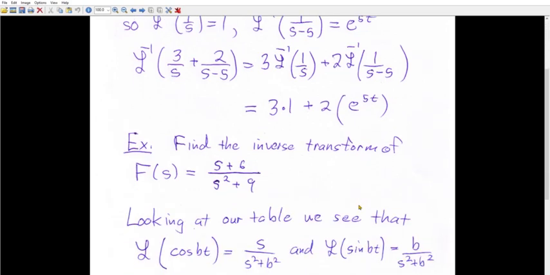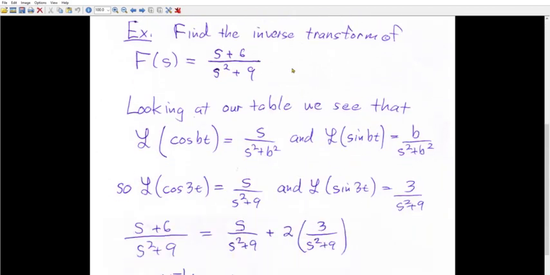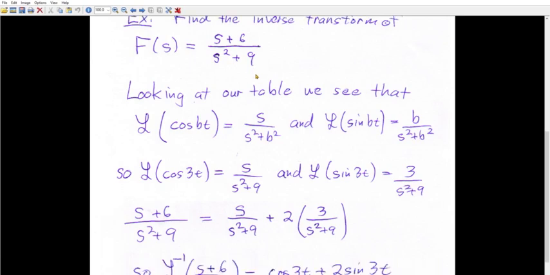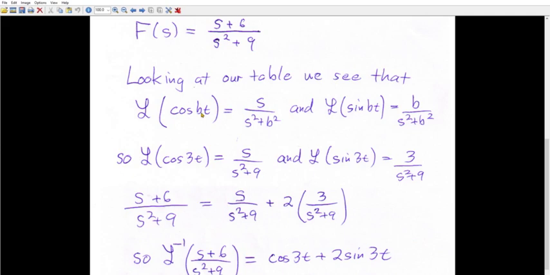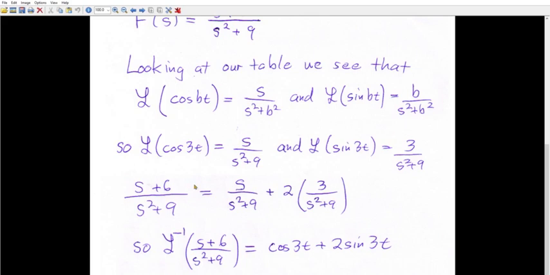Second example, let's find the inverse transform of F of s equals s plus 6 over s squared plus 9. If you look in the table, you're going to see things that look like s squared plus b squared, and those are sines and cosines. In fact, the Laplace transform of cosine of bt is s over s squared plus b squared, and the Laplace transform of sine bt is b over s squared plus b squared. So the Laplace transform of cosine of 3t is s over s squared plus 9, and the transform of sine of 3t is 3 over s squared plus 9.